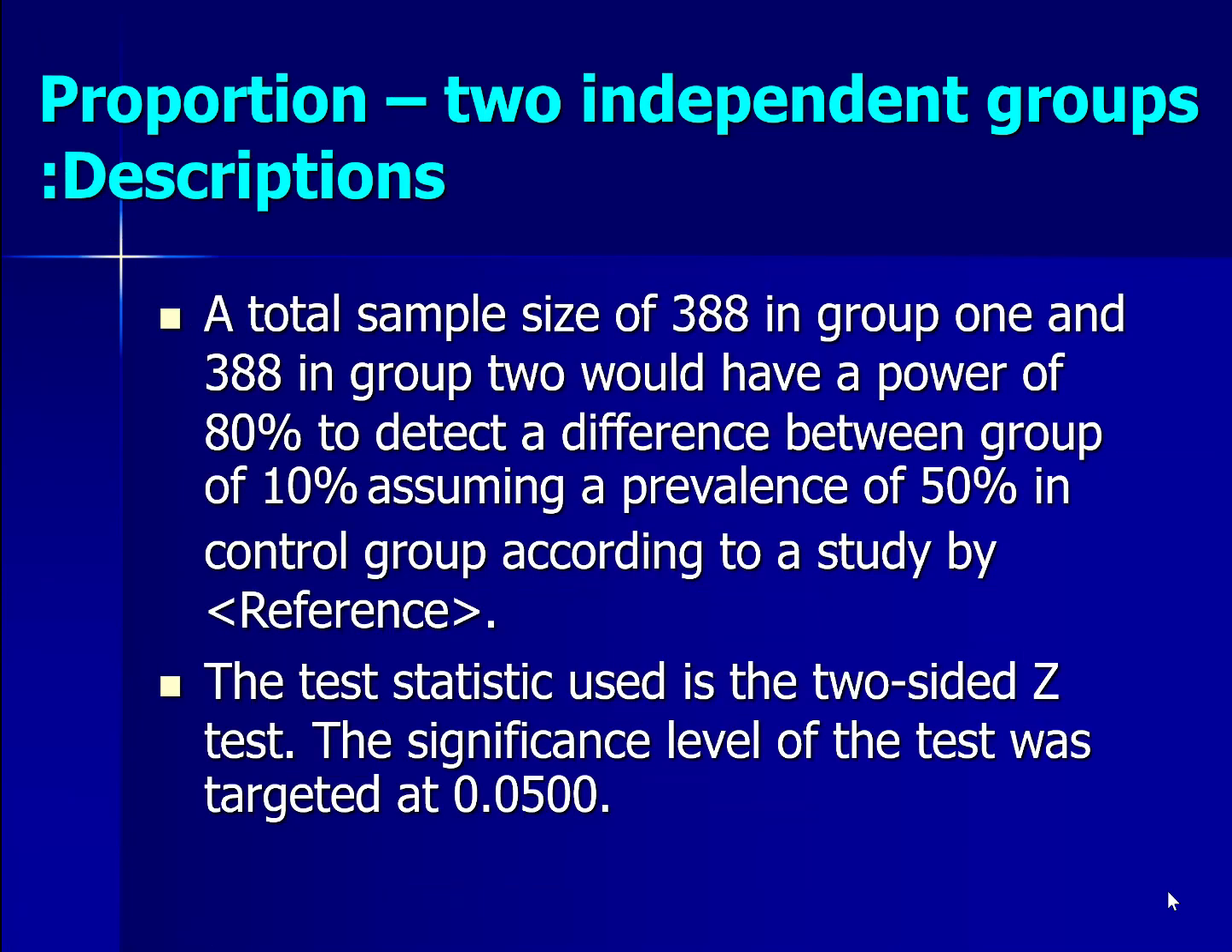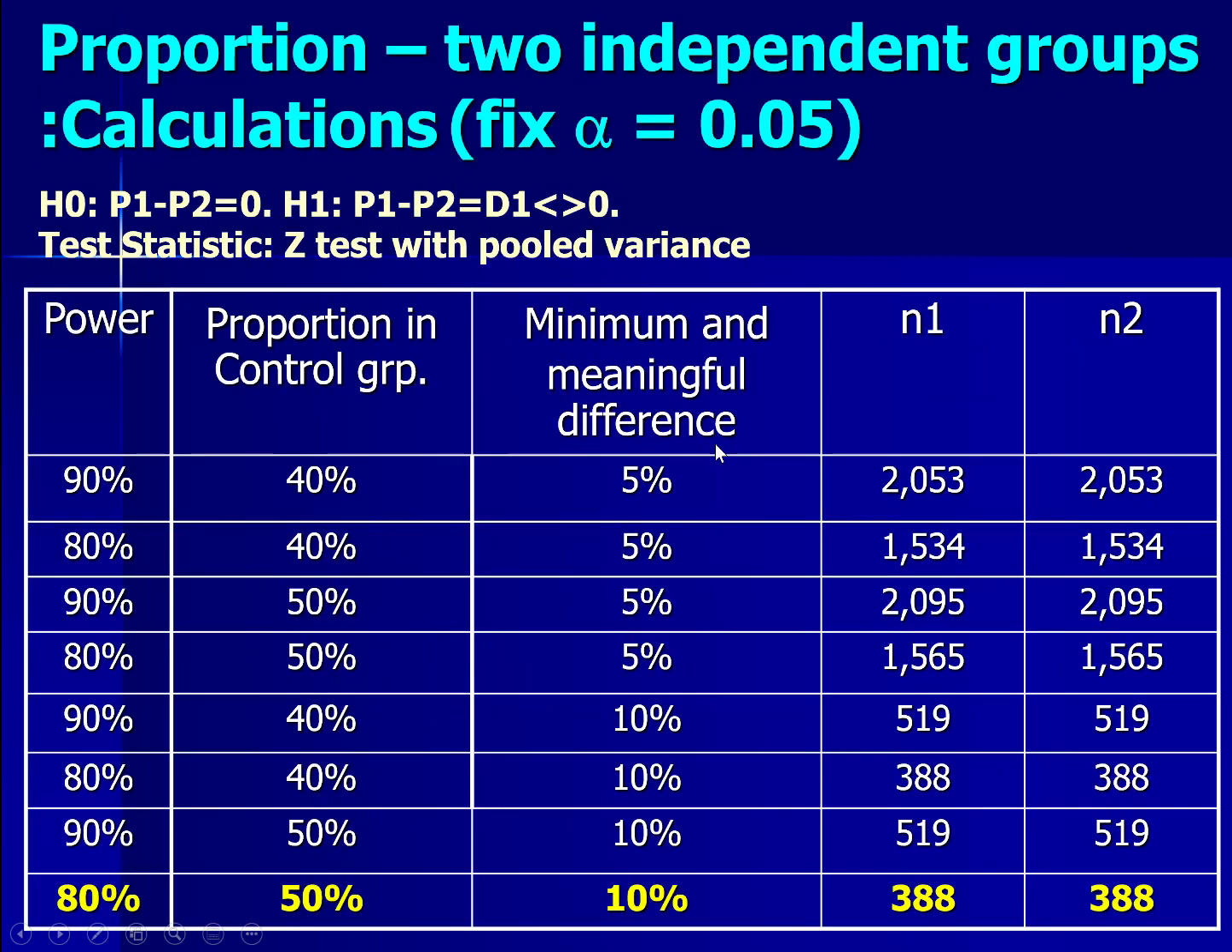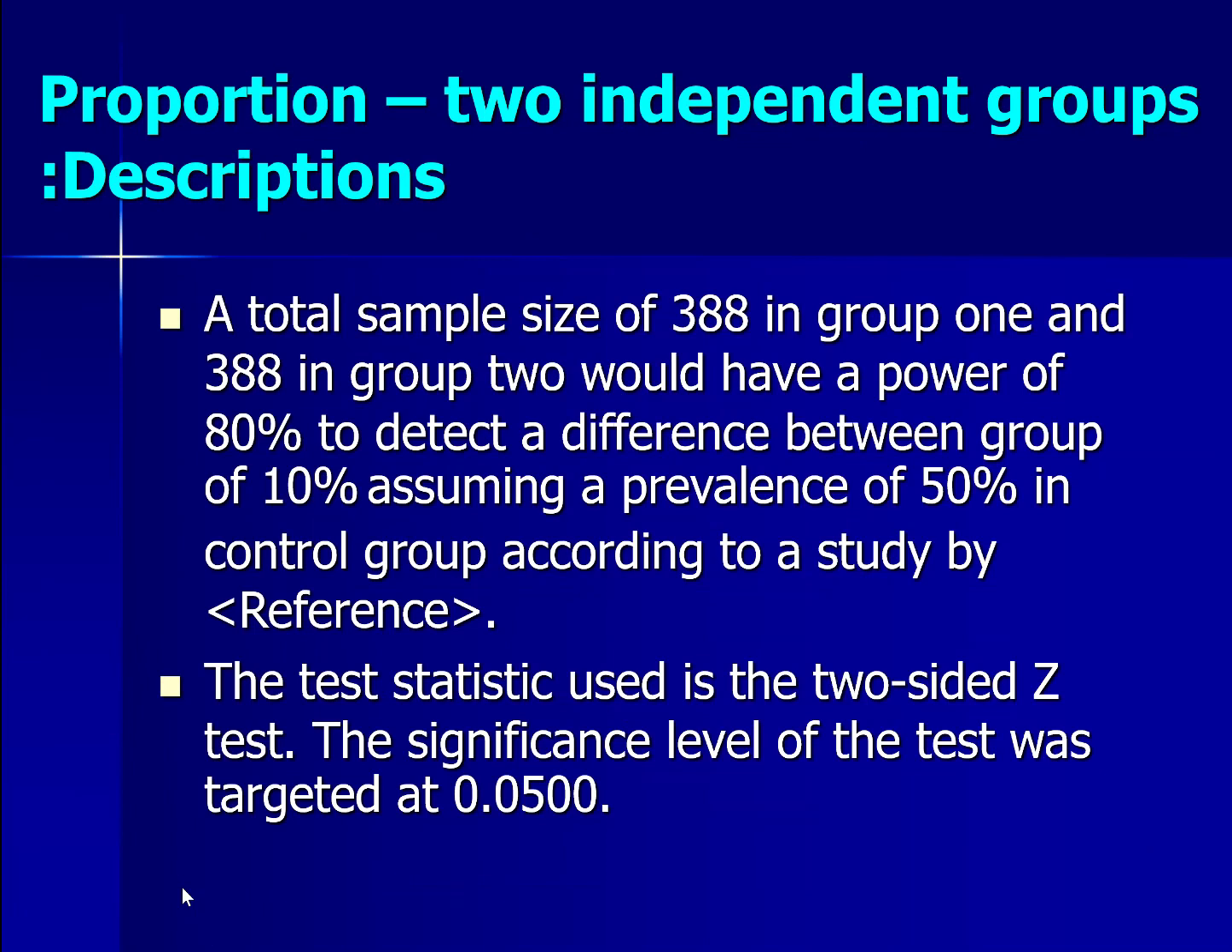Okay, these scenarios lead to, again, descriptions like this: a total sample size of this in group 1 and group 2 would have the power of this to detect the difference between groups of 10%, assuming a prevalence of 50% in control groups, according to the study, that we need that difference, and also at the end the test statistics and the significance level. So these scenarios correspond to tables that you vary and put in the appendix of the protocol, and you could highlight this one to correspond to this justification.